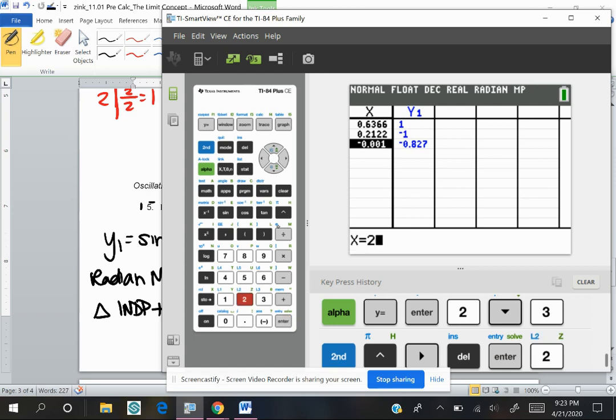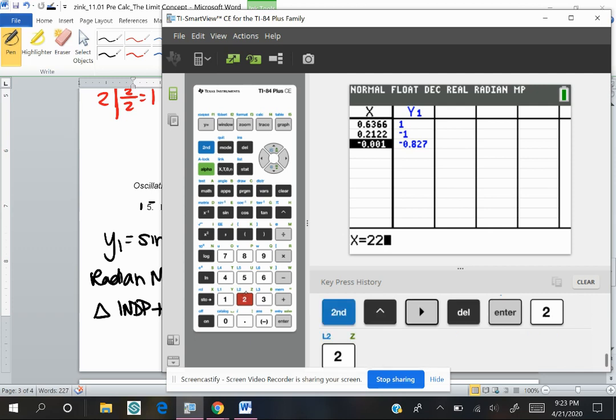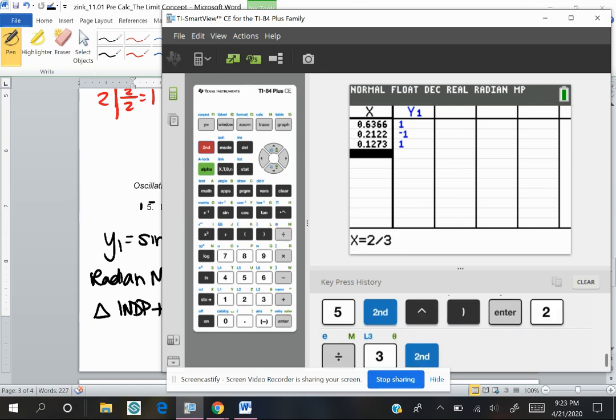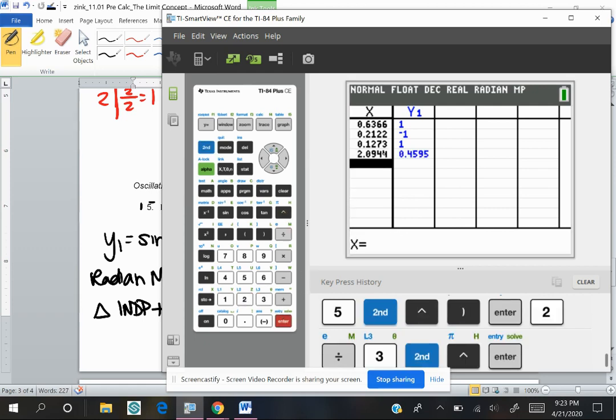then you would need to do 2 divided by, and then in parentheses, 5 pi. So this is very, very important. You cannot just type in, let me show you, let's type in 2 divided by 3 pi again. Now it gives me a totally different answer because of order of operations. It's doing 2 divided by 3 and then multiplying 2/3 by pi.